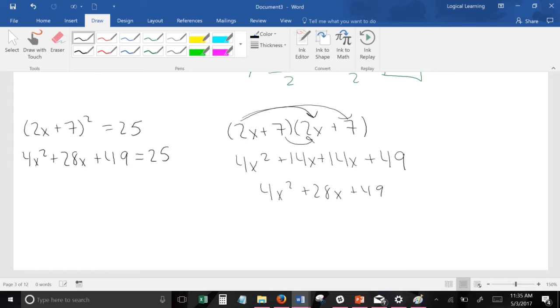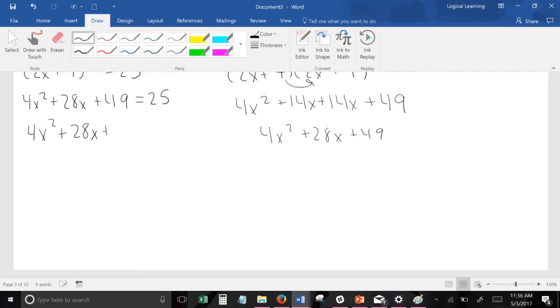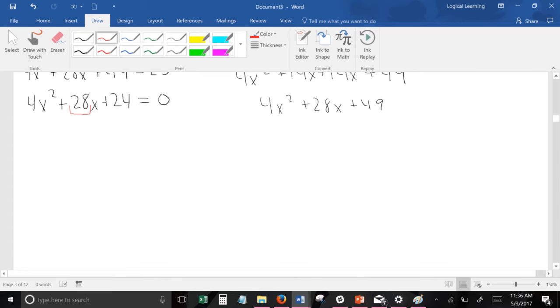Now we want it to be in the correct form, which means we need it to be equal to 0, so we're going to subtract 25 from each side, and that'll give us 4x squared plus 28x plus 24 is equal to 0. Now if we were to use the quadratic formula at this point, our b is 28. When we have to square that, b squared is going to give us a huge number. It's not going to be easy to work with, so we probably don't want to do that.